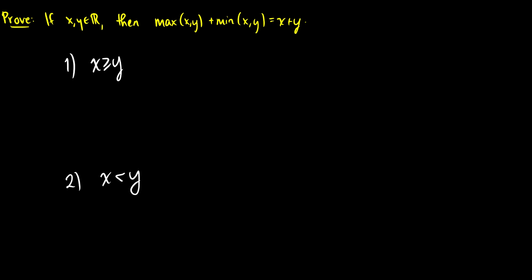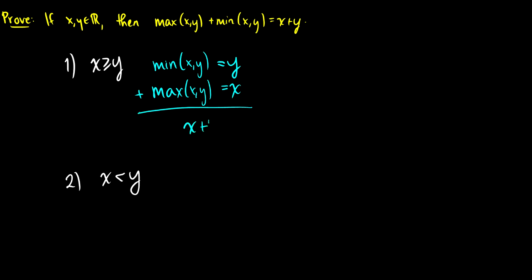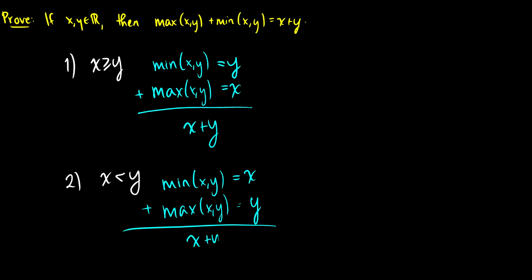So in the first case, what do we know? We know that x is greater or equal to y, so the minimum of x and y is going to be y, and the maximum of x and y is going to be x. So of course, if we add these two together, then we're going to get x plus y. Now in the second case, x is strictly less than y, so the minimum is going to be x. The max of x and y, well, y is greater than x, so y is going to be the max. And if we add the two together, we're going to get x plus y.